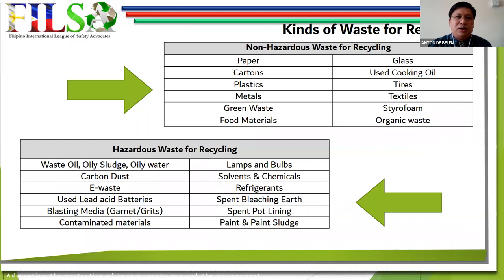So here we have some types of waste. Usually we have the non-hazardous or the unwanted material. These are some types of materials which are considered non-hazardous. An example is paper, cartons, plastic, metals, and for the hazardous, we have the oil, the used lead acid battery, lamps, solvents, and others.